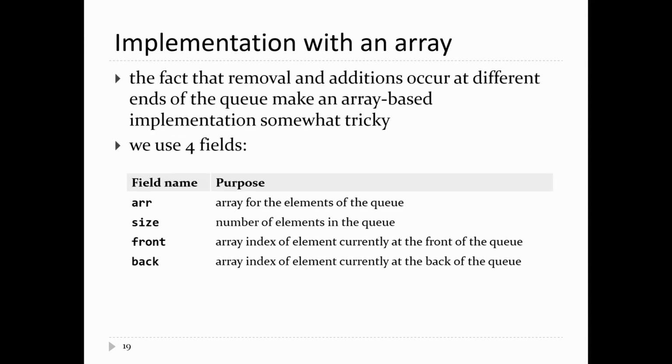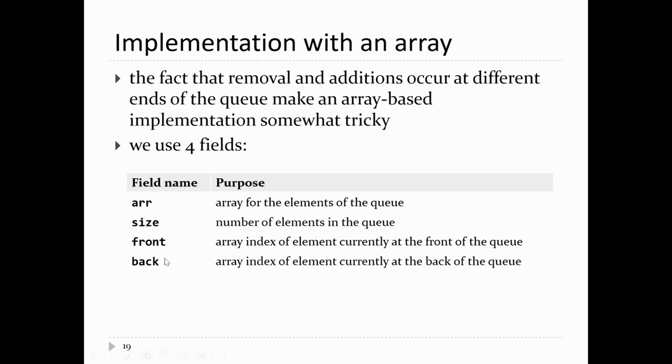And so now we're going to look at the implementation using an array. This is a little bit trickier than implementing a stack. With a stack-based array, it's pretty straightforward. You just have an array and you keep track of where the top element in the stack is. For a queue, it's a little bit harder.